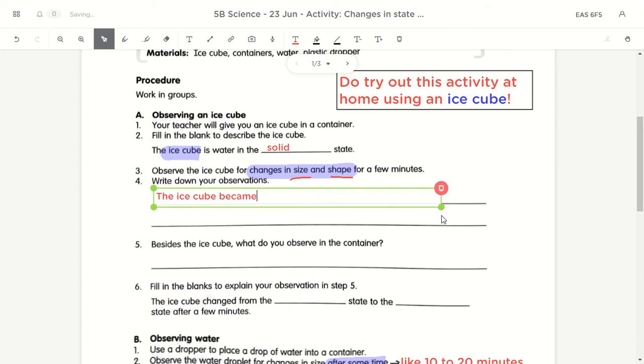Okay, so the ice cube became smaller. This is talking about the size, how the size changed. The shape also changes. The shape of the ice cube changes.